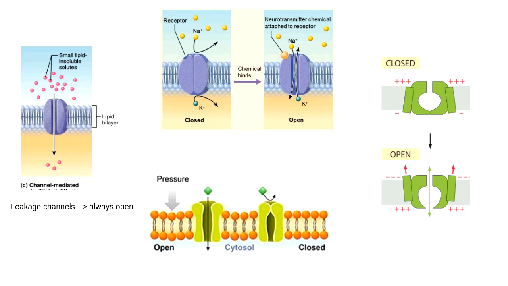They have this space, this channel for stuff to pass through. Nothing blocks the top or the bottom of this channel, so stuff is always going to move through it. I'm always going to move my stuff from where it's a high concentration to where it's a low concentration. A leakage channel is always open and it's always moving things.